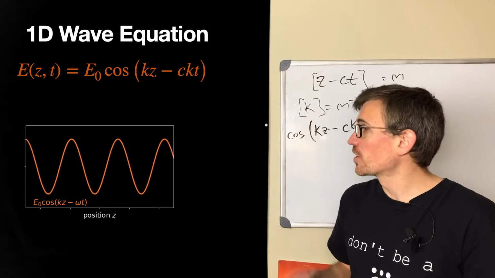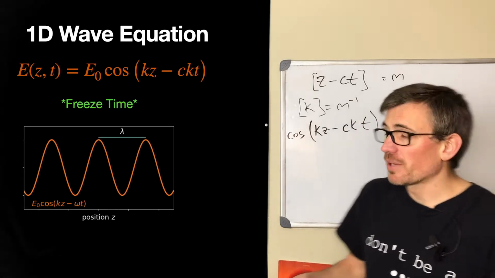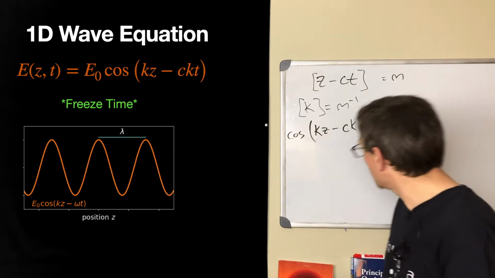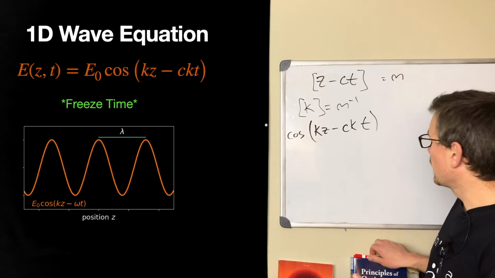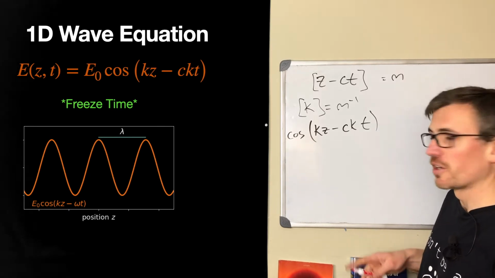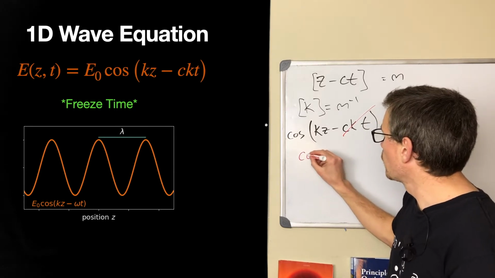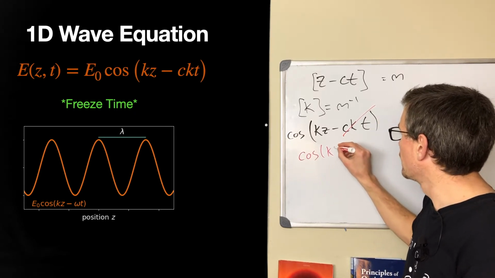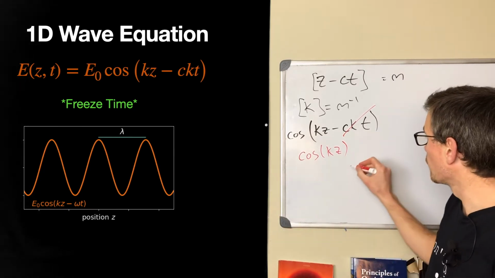So what we're going to do is we're just going to freeze time, and this is what we see, right? We have this pattern here, and we can look at the distance between the peaks. So for example, we can freeze at any time. That would be an overall phase, and why not just let it equal 0? So we're going to look at cosine of kz here at time t equals 0. That's what this function looks like for all space.